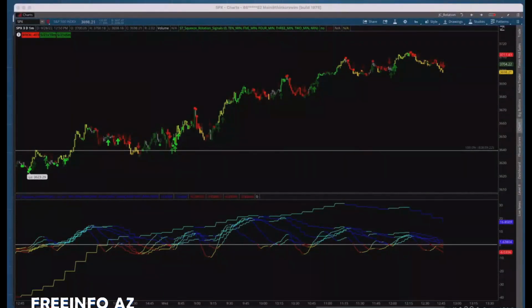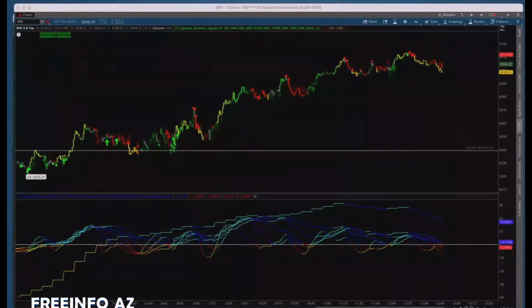The dots only show momentum changes from positive to negative if above zero, and from negative to positive if below zero. They do not show a change from negative to positive if above zero, nor a change from positive to negative if below zero. I mean, there's a reason for that, Adrian.